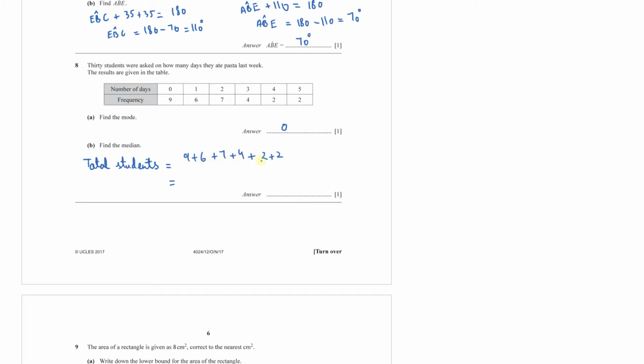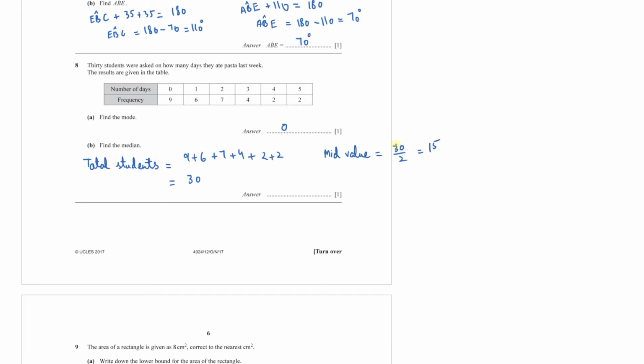22 plus 4, 26, 28, and 30. So total students are 30. So if I find the mid value, it would be 30 divided by 2, which is 15.